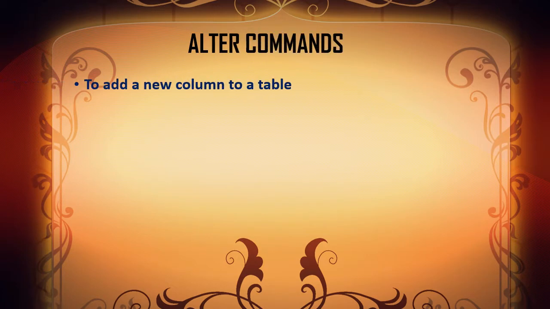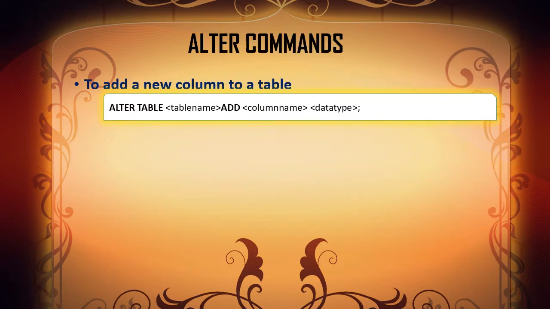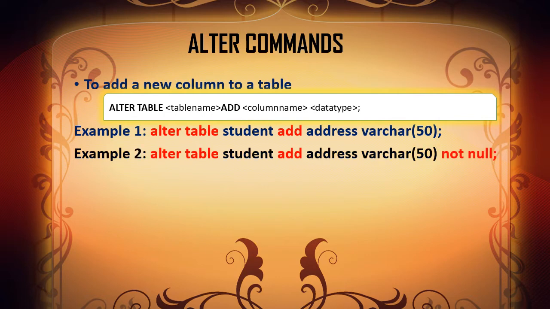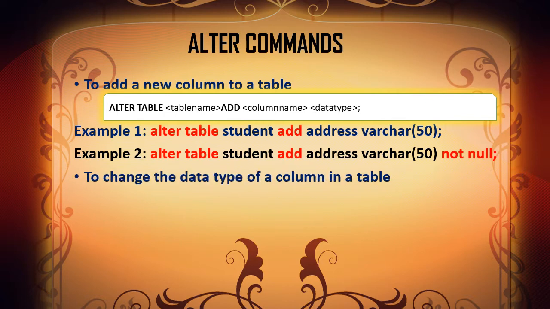Next, alter commands. If you want to add a new column in a table, use this command: alter table, your table name, add the new column name and its data type. Example, alter table, table name is student, and add the new column address varchar 50. We can use constraints also. So address should not be a null value, which means we can give not null.